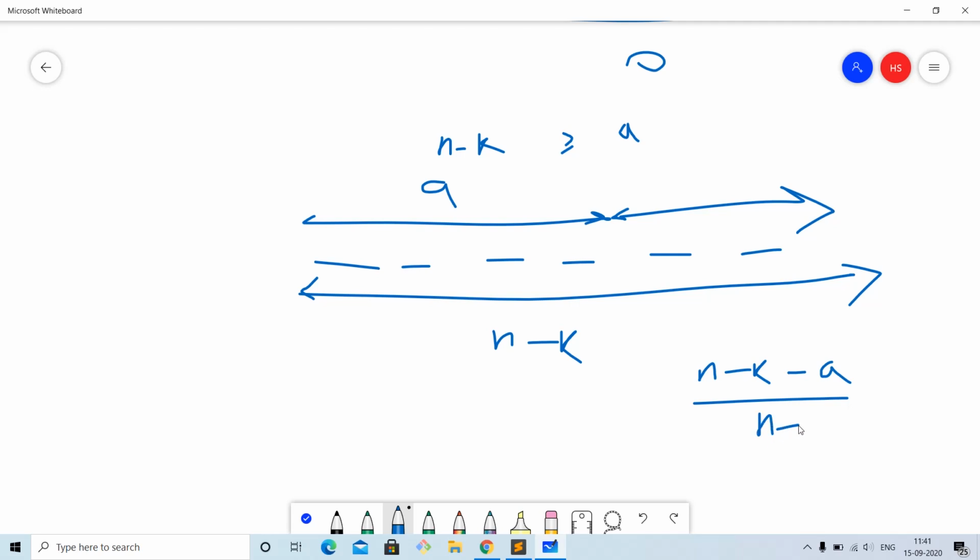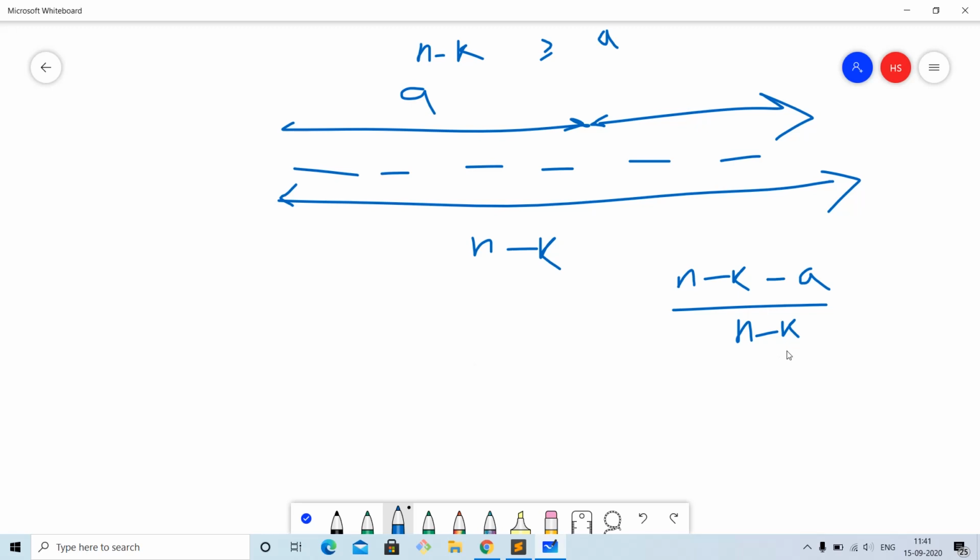What about the weak monsters now? Since the strong monsters are arranged in n minus k positions, the weak monsters will have n minus k plus 1 free positions to occupy.